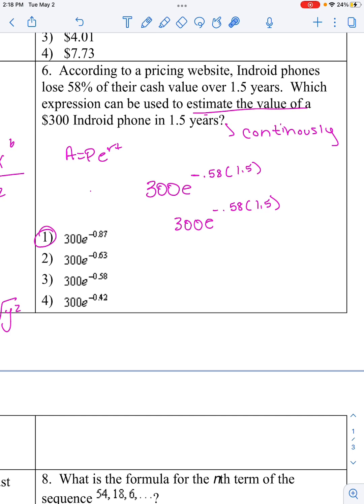So what we're going to do is we're going to use our continuous formula. So if it's $300, that's our initial amount, and then we're losing 0.58 over the course of 1.5 years. So this is going to simplify to e raised to the negative 0.87. This here is 0.87. Okay.